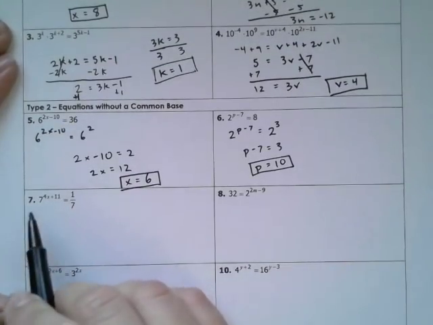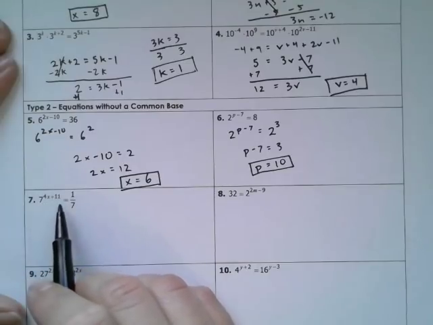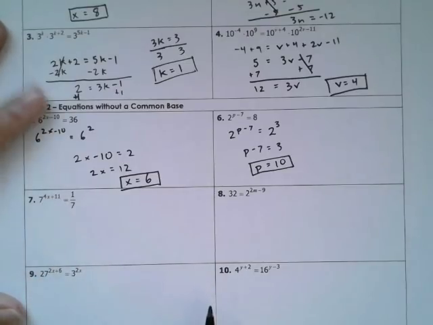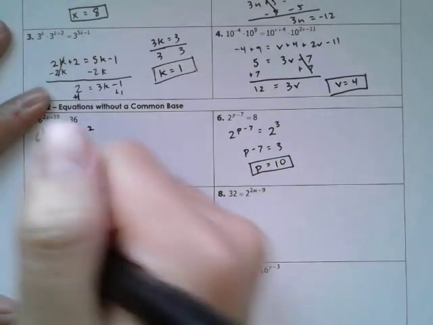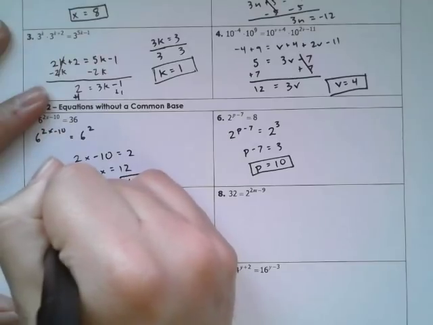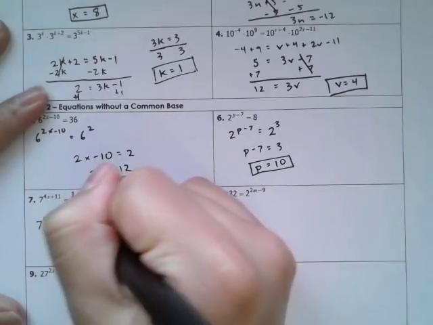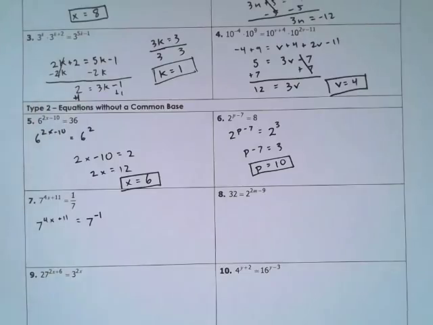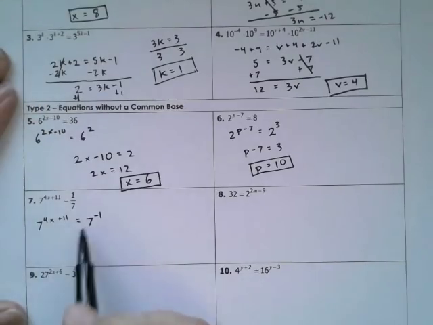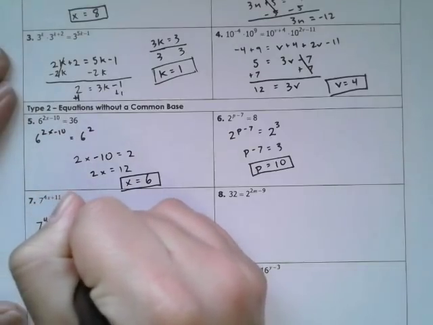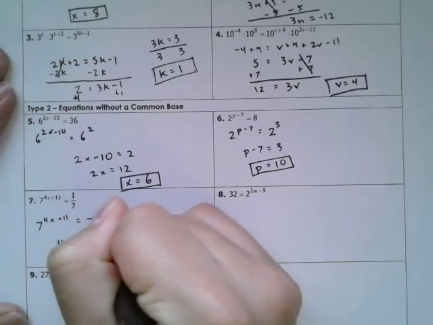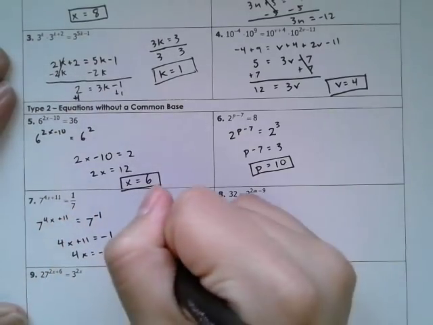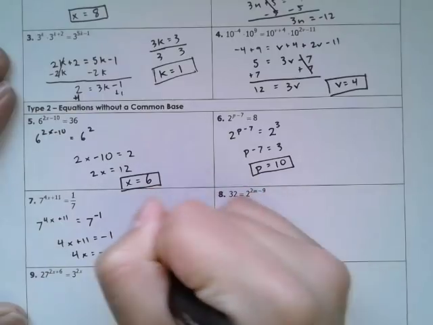Next one, 7 to the 4x plus 11 is equal to 1 over 7. Okay, we just got through this unit. We can rewrite this, the right side, as 7 to the negative 1. Remember our negative exponent rules. Okay, now I have the common base, and I can set these equal to each other and then solve. So I get 4x is equal to negative 12, and then x is equal to negative 3.